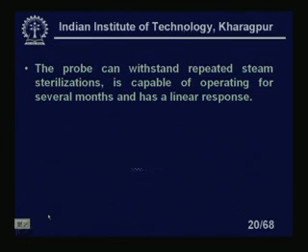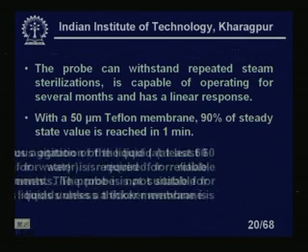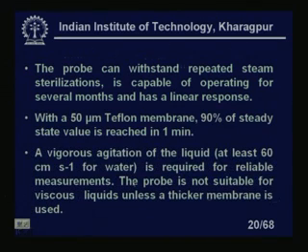The probe can withstand repeated steam sterilization and is capable of operating for several months with a linear response. With a 50 micron Teflon membrane, 90% of the steady state value is reached in 1 minute. It is almost the same as the previous electrode, the Mackereth electrode. Vigorous agitation of the liquid, at least 60 centimeters per second for water, okay, velocity, rotational velocity if you take, is required for reliable measurement. The probe is not suitable for viscous liquid unless a thicker membrane is used, same as the previous electrode.